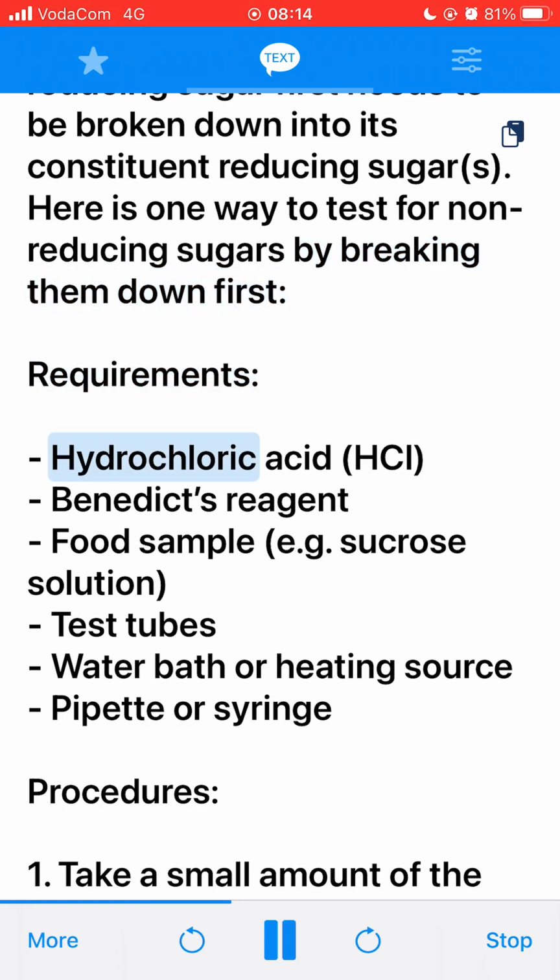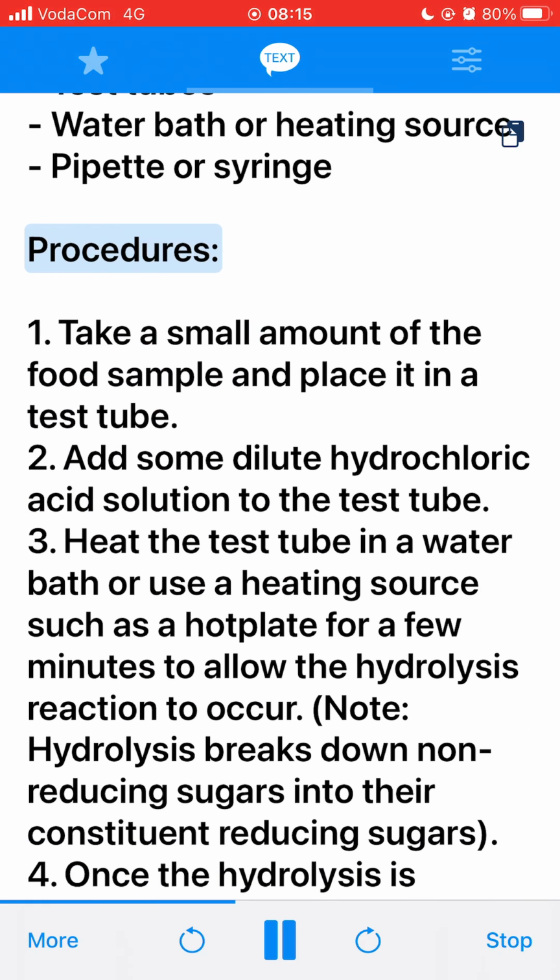Requirements: hydrochloric acid HCl, Benedict's reagent, food sample e.g., sucrose solution, test tubes, water bath or heating source, pipette or syringe. Procedures: 1. Take a small amount of the food sample and place it in a test tube. 2. Add some dilute hydrochloric acid solution to the test tube.